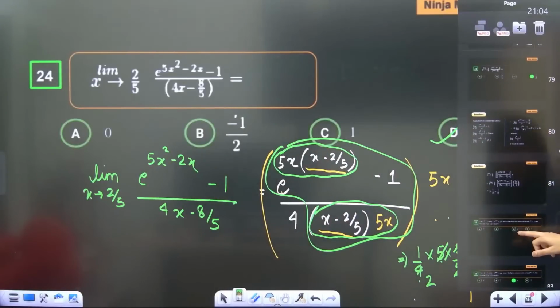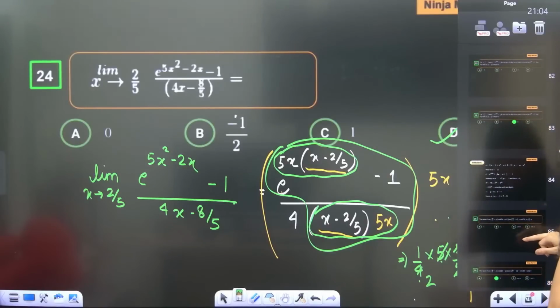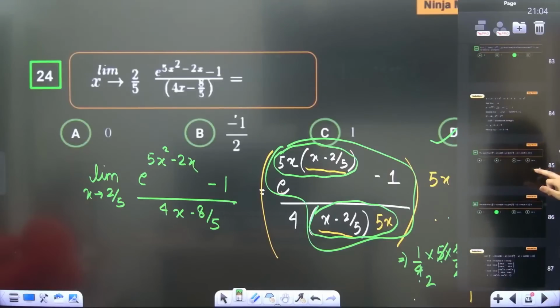Good question. What do you think? Doable? Yes, everybody in the chat box. Let me quickly move on to the second problem, my dear students. Yes, this problem.